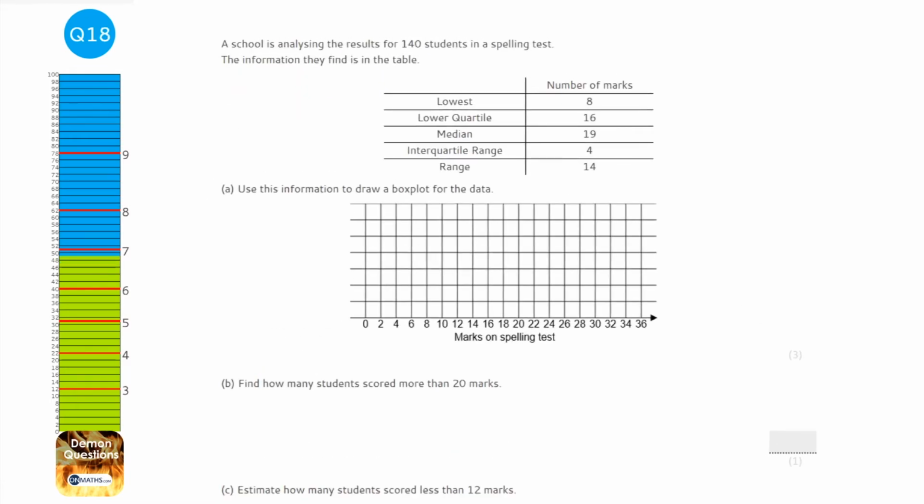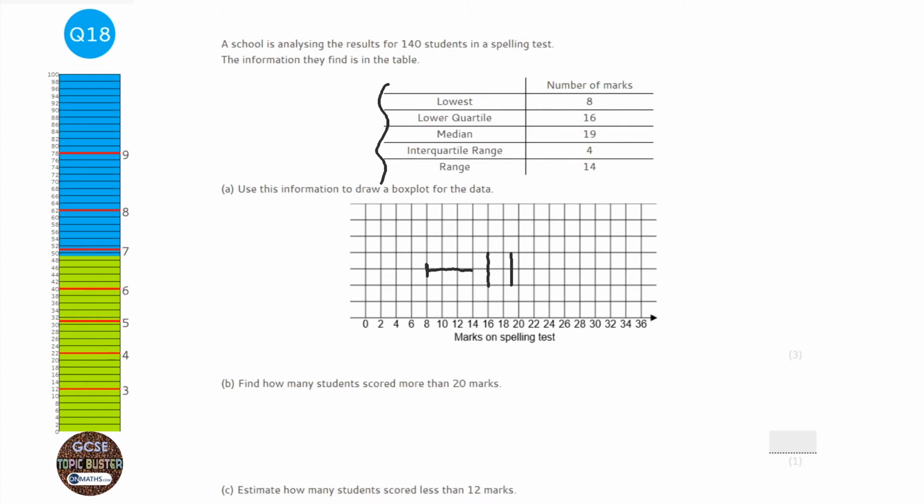Okay, so Boxplot question. Now, it might be tempting to think that the information here is all you need to plot on the Boxplot. Well, it's not quite that simple. The 8 is the lowest, so I can plot 8. And the lower quartile is 16, so that's fine. I can plot that. And the median 19, I can plot that. But then I'm not given the other 2 that I need to plot.